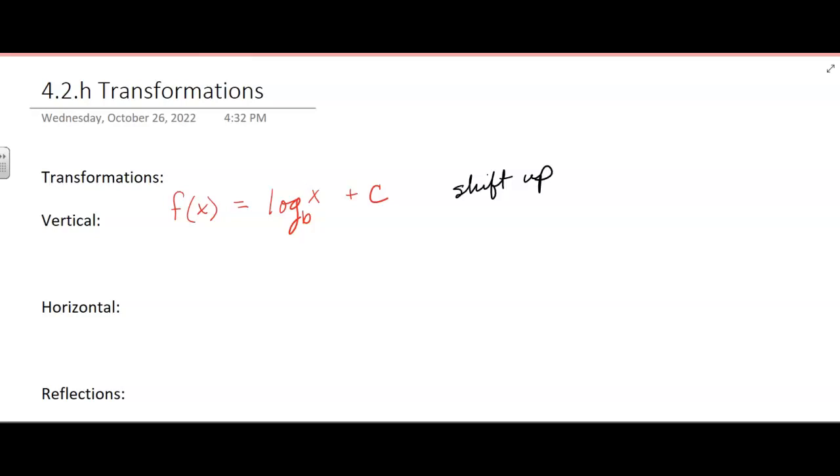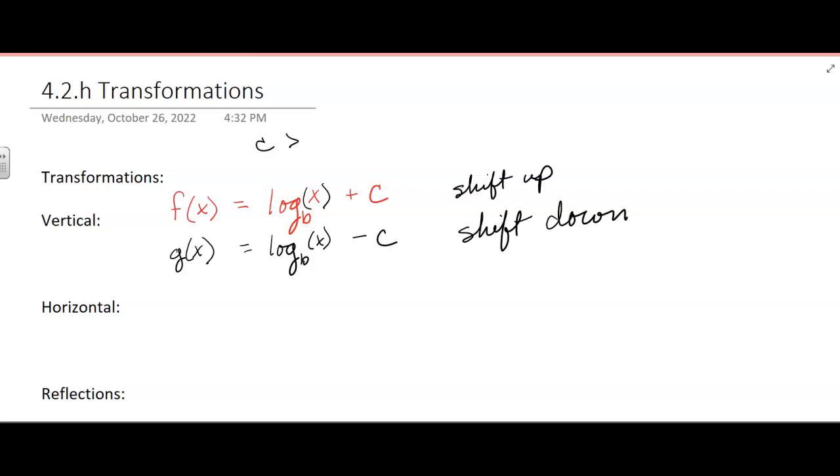Now that would be a vertical shift up. Notice that I put the c over to the right. It is not part of the argument, okay? And that's really important, and that's why I like the parentheses. Or if you had g of x equals log base b of x, minus c, that would be a shift down. We're assuming c is greater than 0. Those would be vertical shifts up and down then.